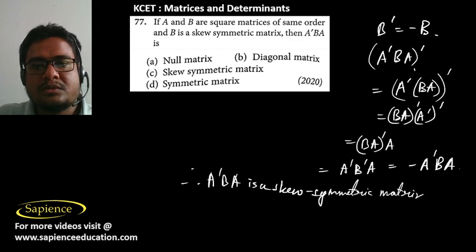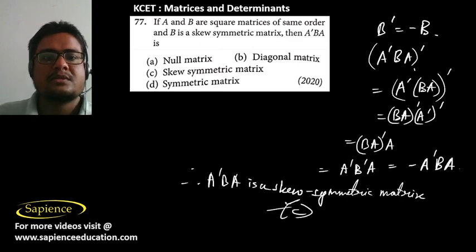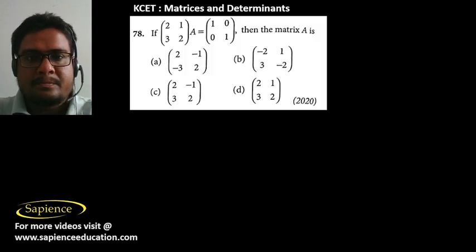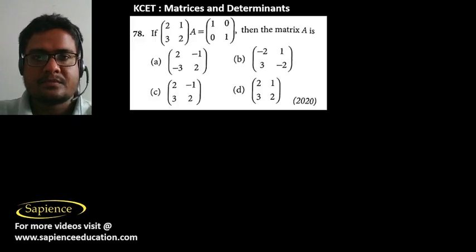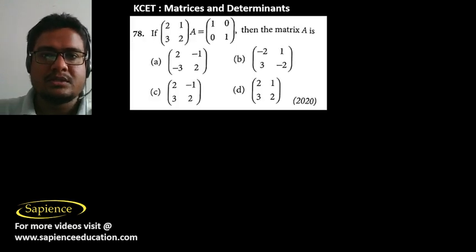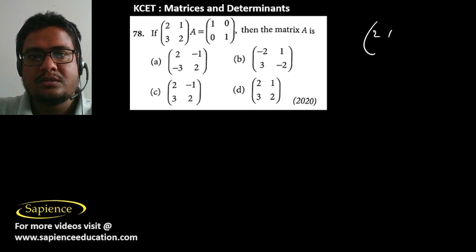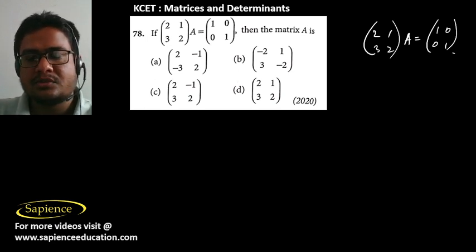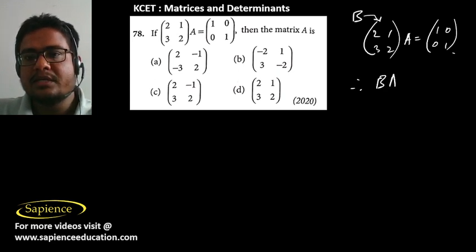So therefore, option C is the correct answer. Then in question number 78, it is told that if the matrix [2, 1; 3, 2] times A is equal to [1, 0; 0, 1], which is I, then the matrix A is. So simply, let's suppose we take this matrix as B, then B into A is equal to I.